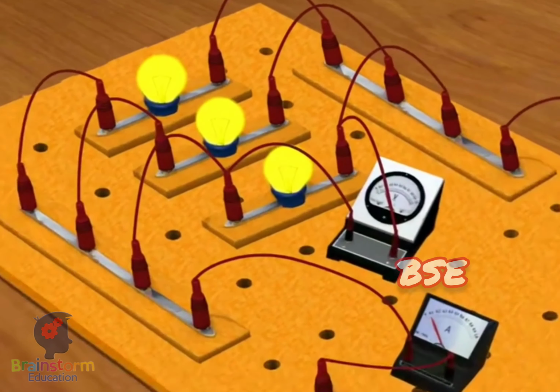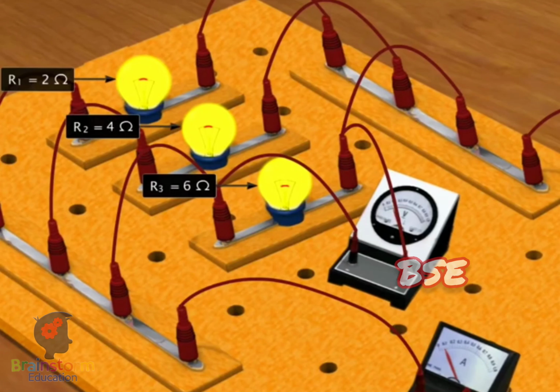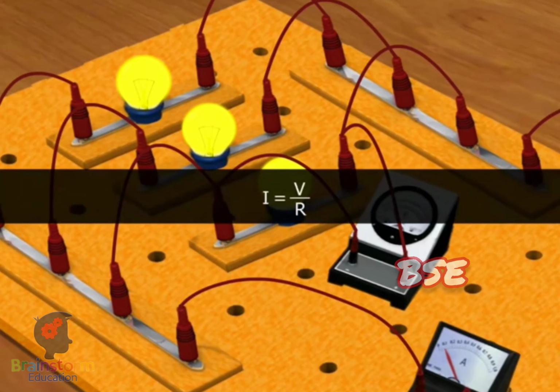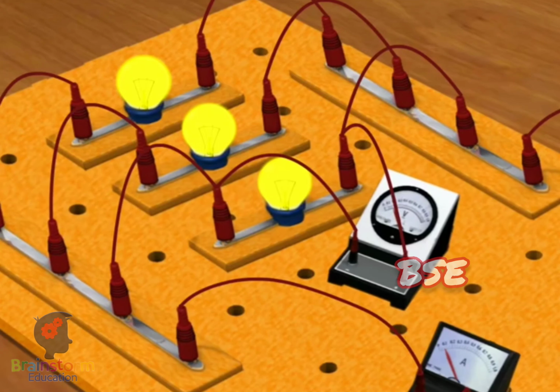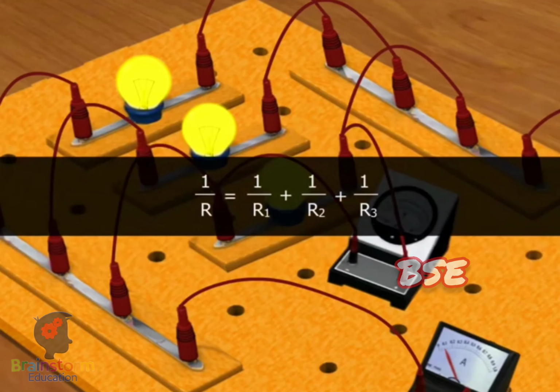Let us now understand the arrangement of resistors connected in parallel. Let us take the values of the three resistors R1, R2 and R3 as 2, 4 and 6 ohms respectively. We have I equals V divided by R. By applying Ohm's law, we get these three equations for I1, I2 and I3. From this we can derive this equation also.